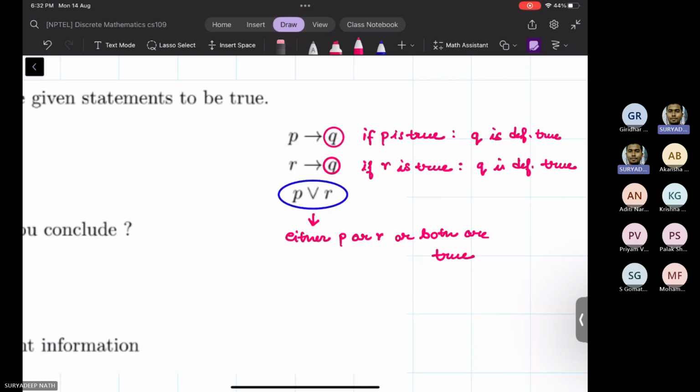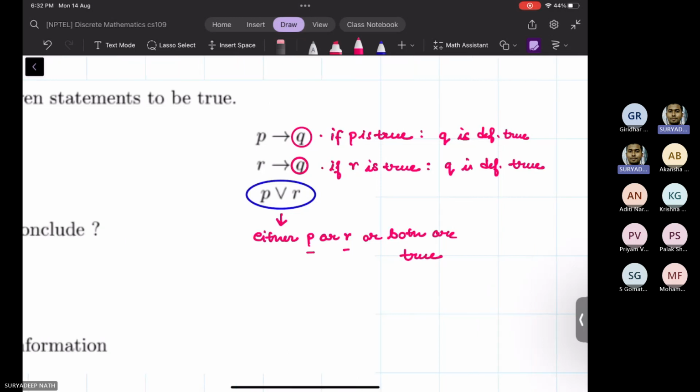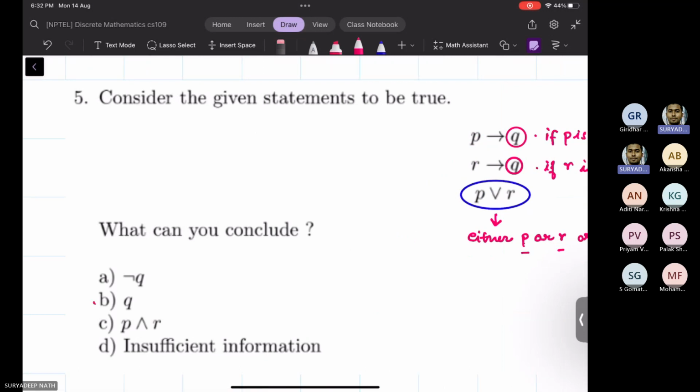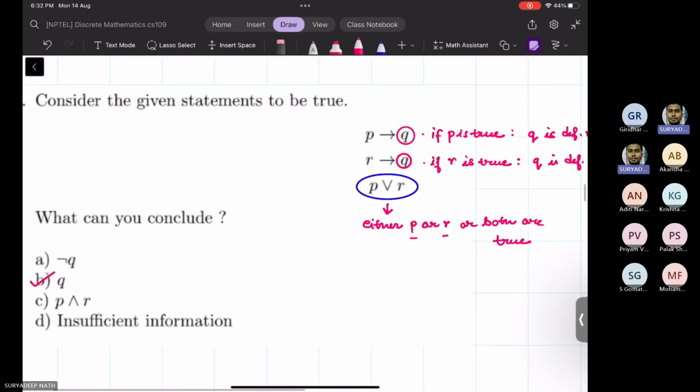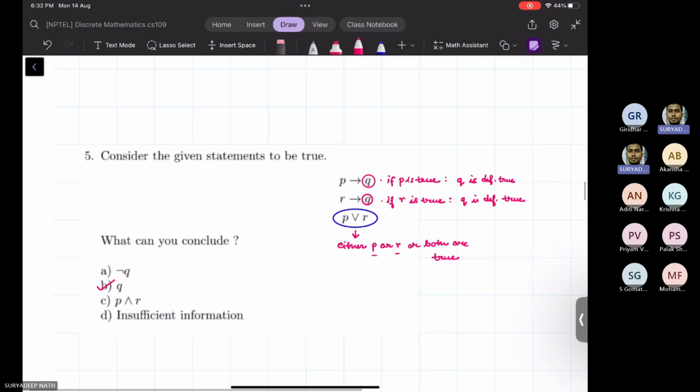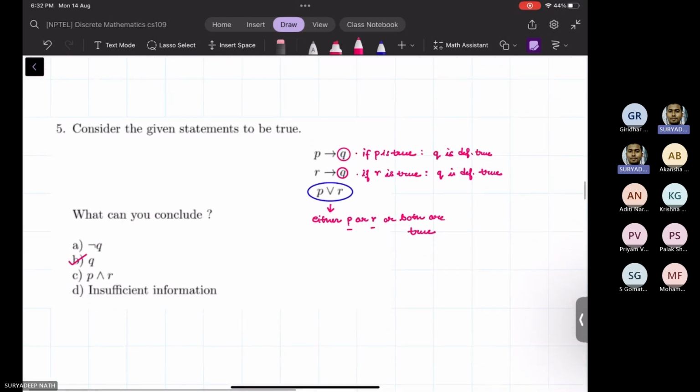Now come to the third statement. It says that at least one of them will be true. So P or R or both are true, so that P or R is true. Therefore, either of these two statements will have to hold. That is either P is true or R is true or both. Therefore, Q is definitely true. So therefore, option B is the right answer for this question. We can conclude that Q will always be true for this case. So does anyone have any doubt regarding this explanation, or do you have any other explanation? You can go ahead.